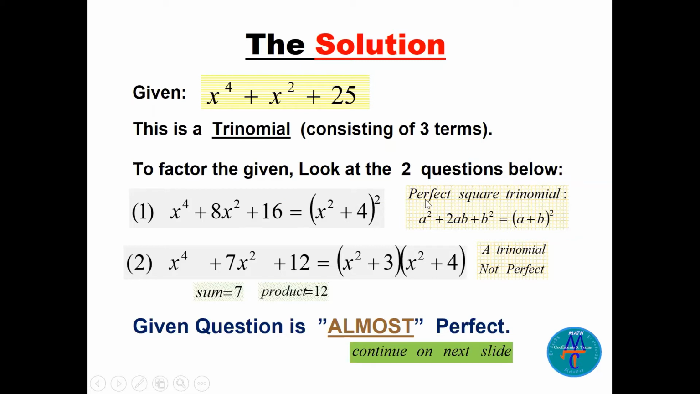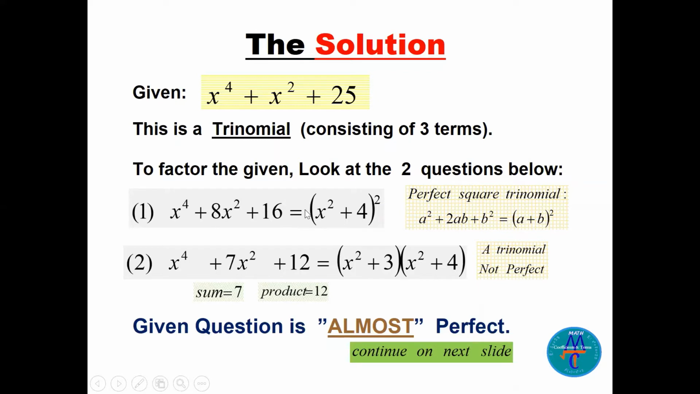And we call this a perfect square trinomial, which is this formula: a squared plus 2ab plus b squared becomes a plus b all squared. And remember here, we call this middle term 2ab. So 2ab here: we have x squared and we have 4, times the 2 becomes 8. So this is perfect already.